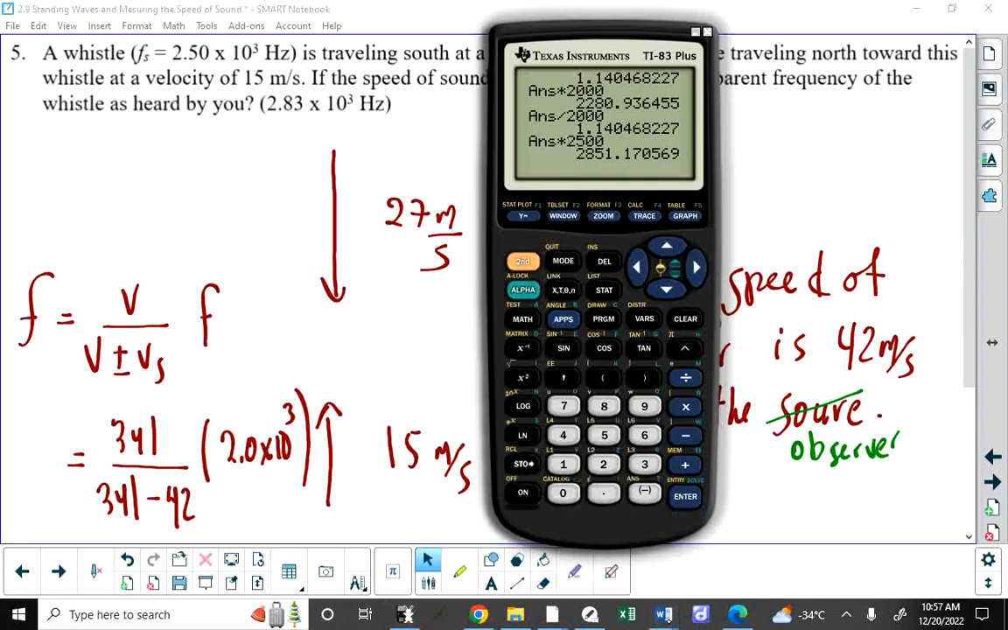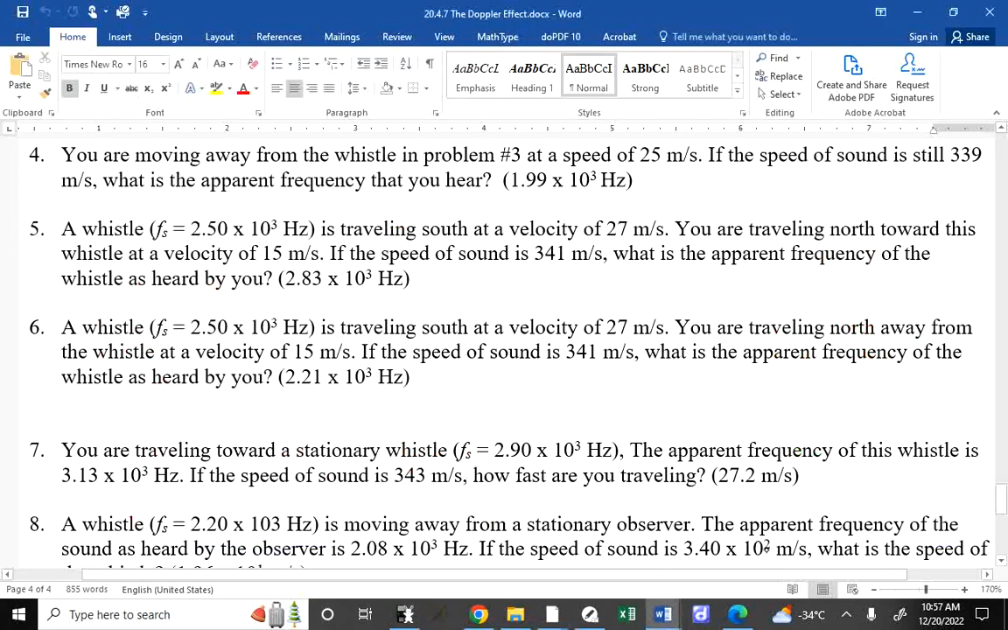Okay, so I just want to take a look at 6. This time we're going away, and that means the relative speed will still be 42, but we will have to put a plus, because when you're moving away from the source, the frequency is less. And in order to get less, you have to add that number on the bottom to get a bigger denominator. Any other questions?